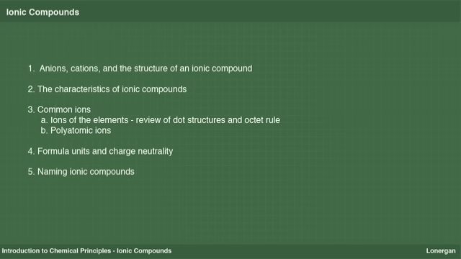In this presentation, I will introduce ionic compounds. I will talk about anions, cations, and the structure of ionic compounds, which naturally leads into understanding some of their properties. I will then review how dot structures and the octet rule can be used to predict the charge of common ions of the elements, and introduce polyatomic ions. The formula units of ionic compounds and how they are determined by charge neutrality will then be discussed. Finally, I will describe the naming of ionic compounds.